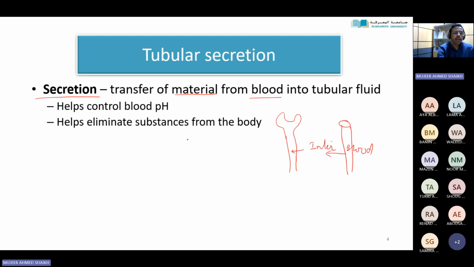Why is it required? It is required mainly to control or regulate the pH of the blood. pH means hydrogen ion concentration in the blood. What is the normal pH of the body, of the blood? 7.4.